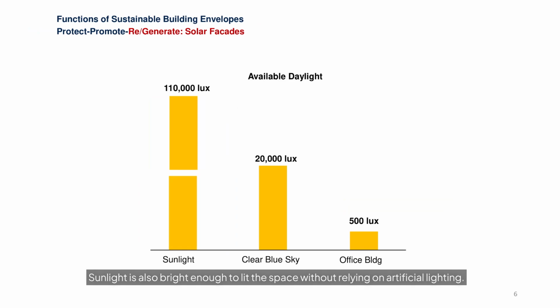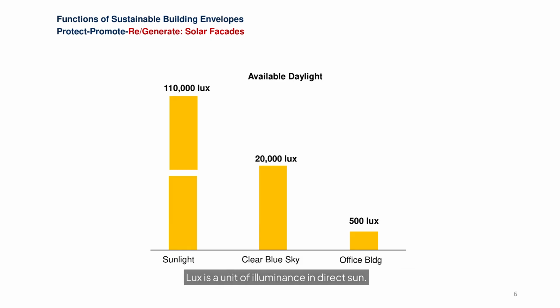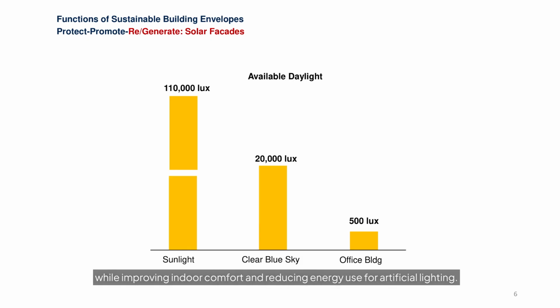Sunlight is also bright enough to light the space without relying on artificial lighting. Outside on a clear day, brightness can reach 100,000 to 110,000 lux. Lux is a unit of illuminance. Even a blue sky without direct sun is around 20,000 lux, while indoors need on the order of 300 to 500 lux for typical tasks. Our facades receive abundant daylight, and we should design a facade that admits enough illumination while improving indoor comfort and reducing energy use for artificial lighting.